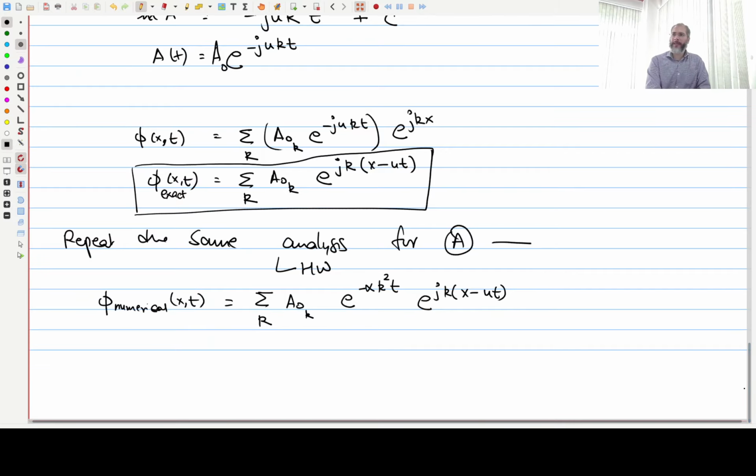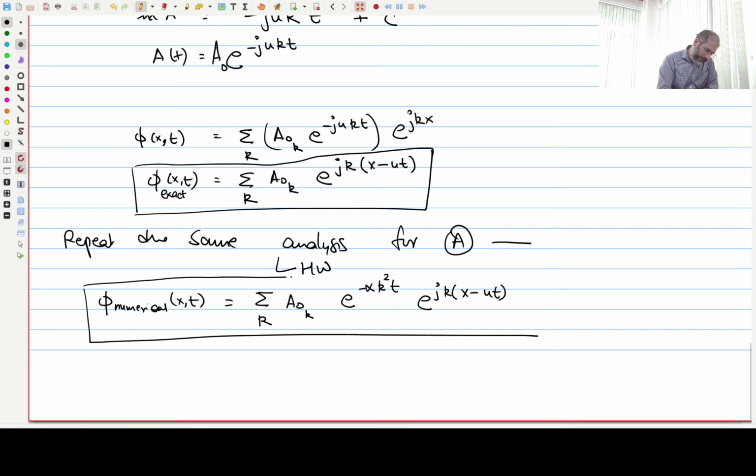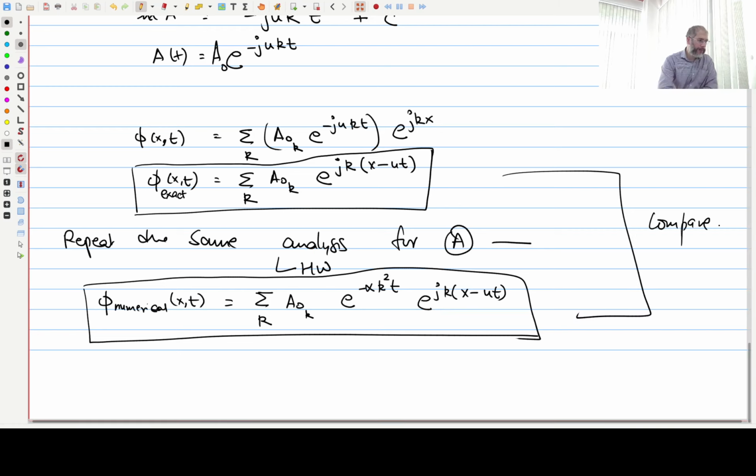Right, so we repeat the same analysis for A this time, and what you see is the numerical phi in this case looks like this. Now let's compare these two. So what do you see? And now I need 3 minutes. I want to finish this discussion now. So what do you see here? Is there anything that is different?